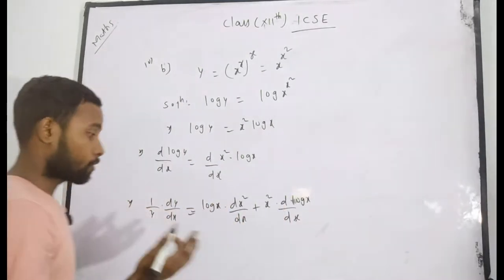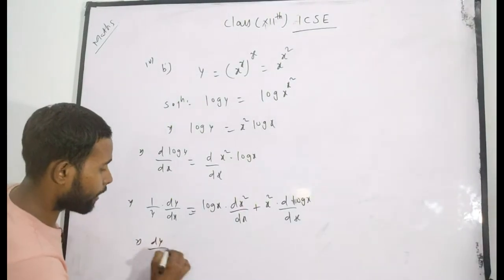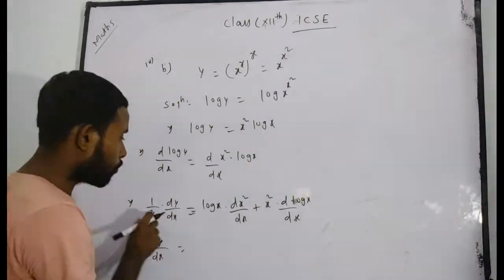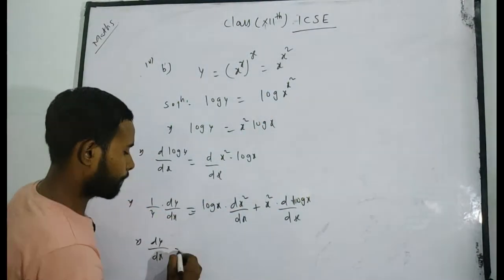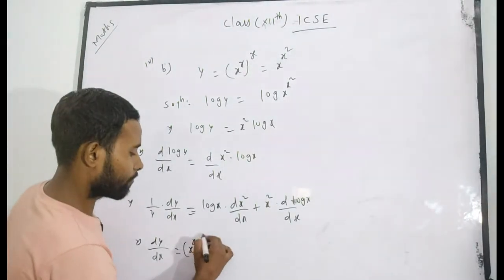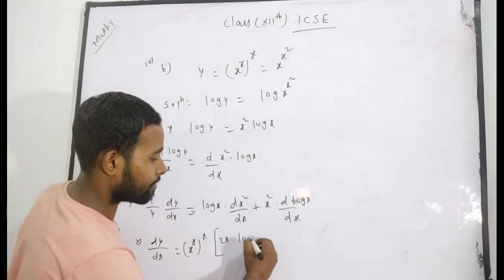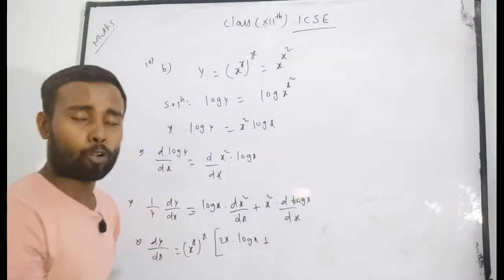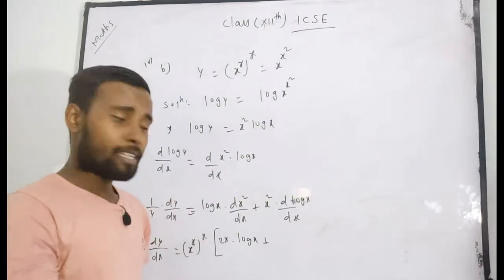Sometimes I will jump, so try to learn very well. So dy/dx is equal to, this y will go to the numerator on the RHS, so y times the whole expression. What is the value of y? The value of y is x to the power x square. Its derivative will be 2x into log x, plus x square into the derivative of log x, which is 1 upon x. So x square into 1 upon x will be simply x.